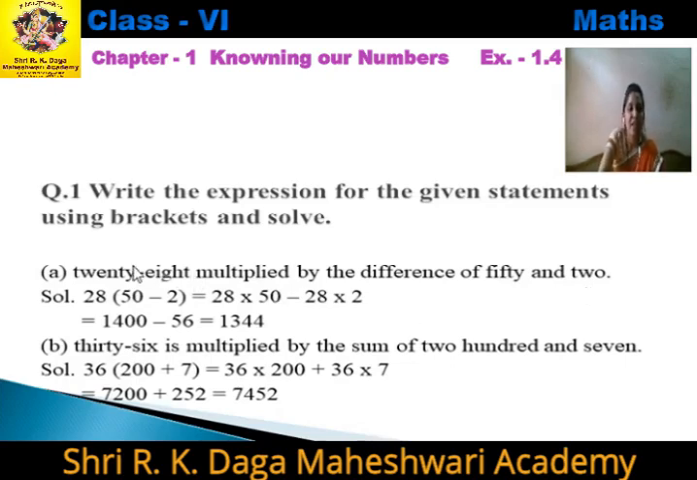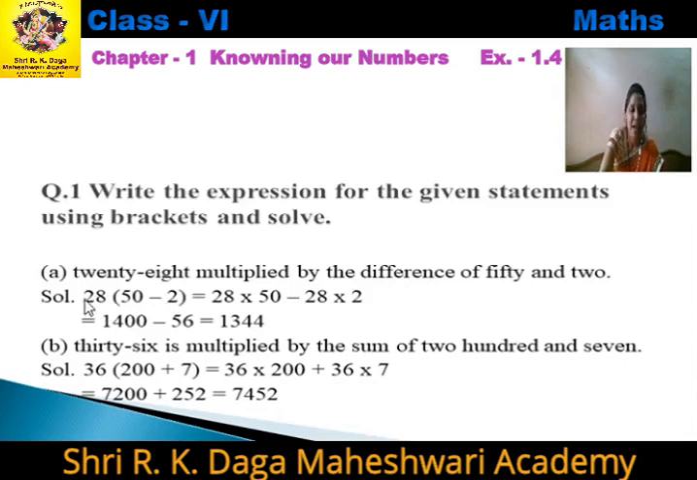First problem is 28 multiplied by the difference of 50 and 2. So we will write this problem as 28, multiplied by, and to write multiply we use this bracket, the difference of 50 and 2. So here we write 50 minus 2. Now we will solve this expression, which is equal to 28 into 50 minus 28 into 2.